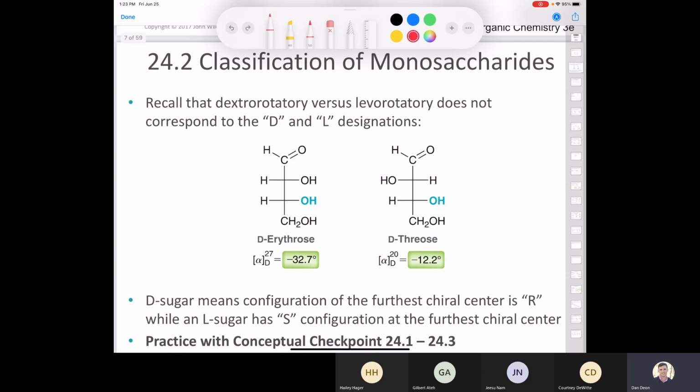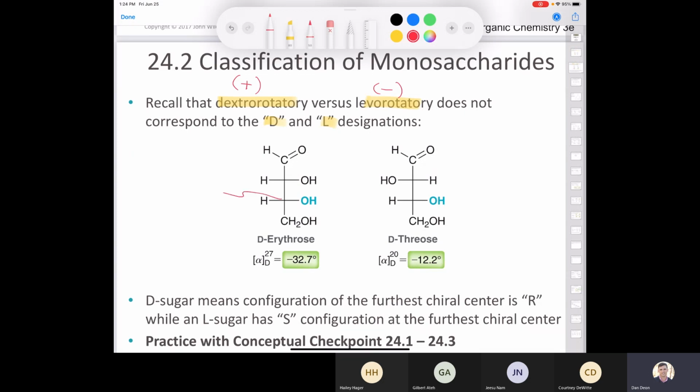So again, and I'm repeating this for like the fourth time, but I just want you to get this straight, that D and L, okay, has nothing to do with whether the molecule is going to rotate plane polarized light in the positive direction or the negative direction, or counterclockwise direction. Okay, clockwise or counterclockwise, there is no correlation. Okay, D sugar means nothing more than that the configuration of the chiral center is R. The furthest chiral center, I should say, is R, and the L sugar has the S configuration at the furthest chiral center. Don't believe me?